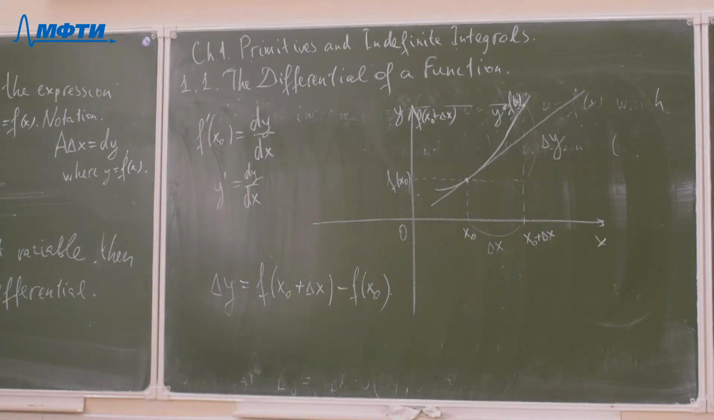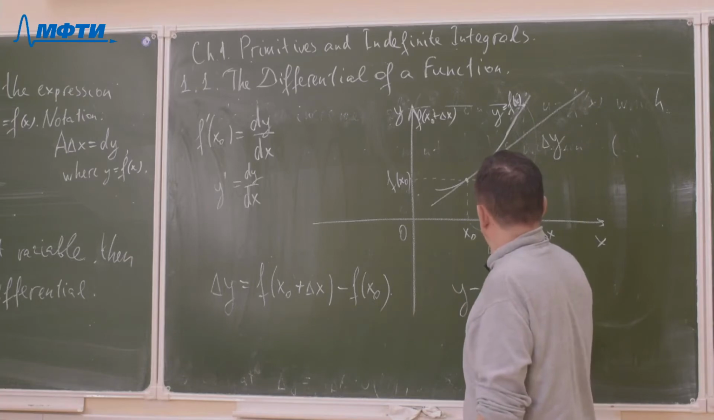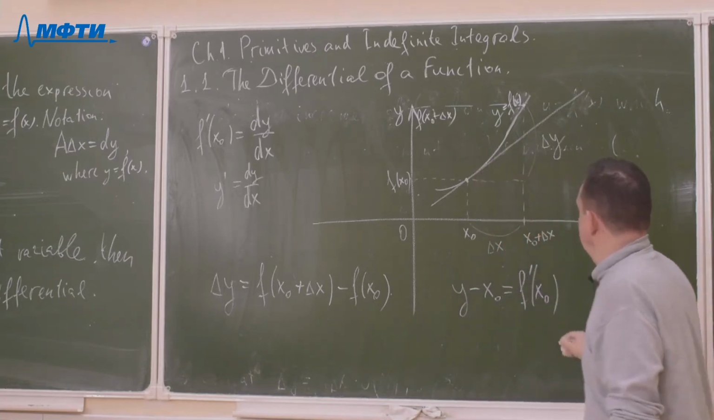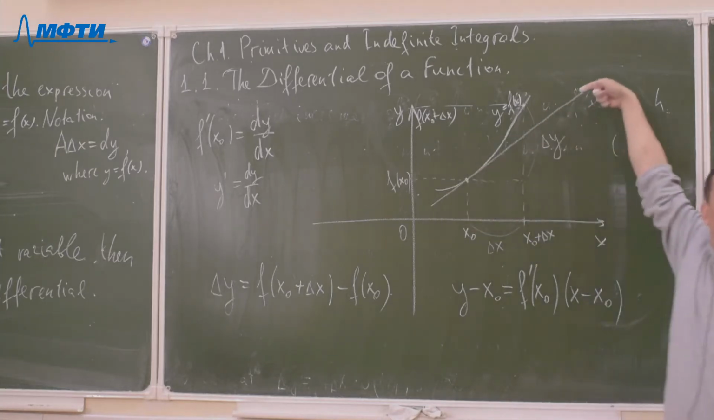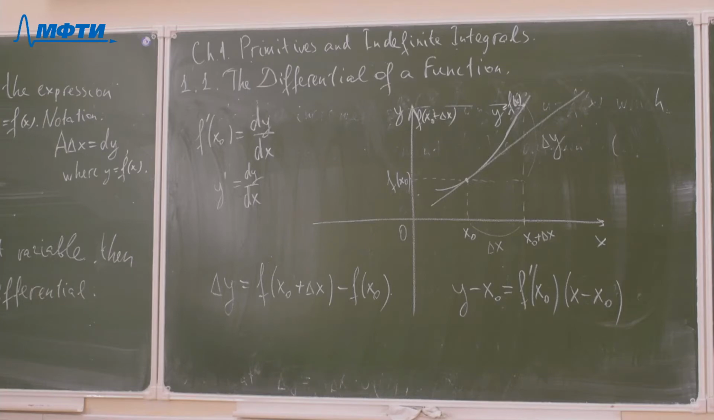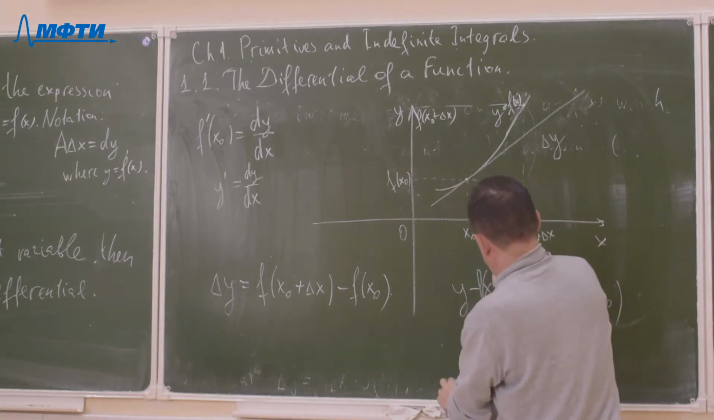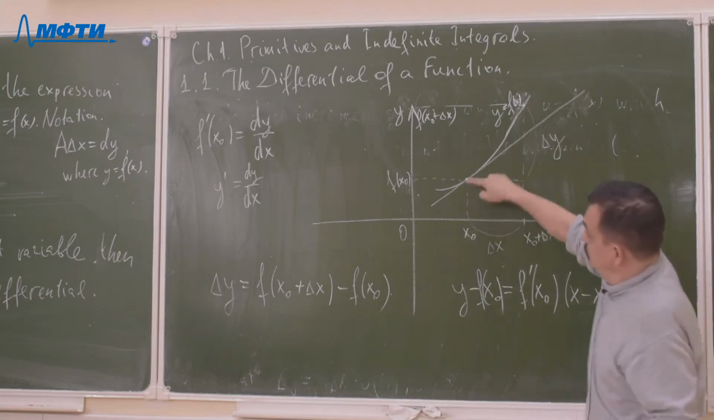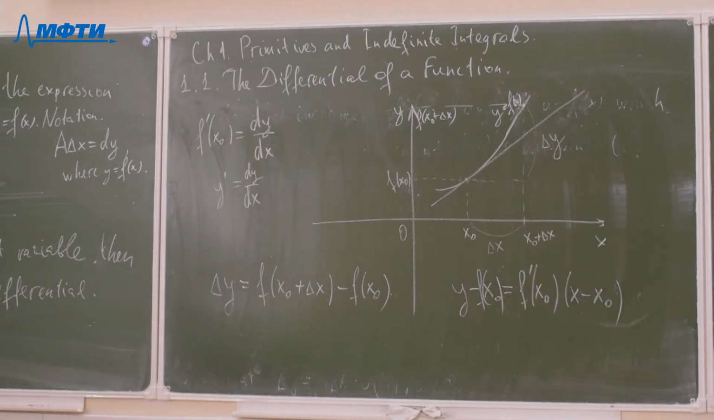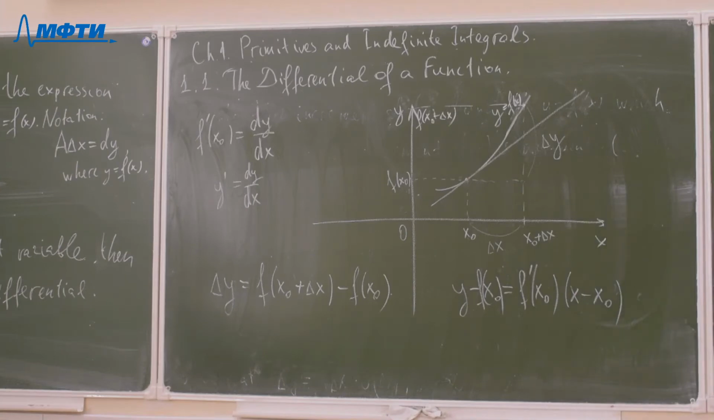Now look, what is the equation of the tangent? The equation of the tangent is y minus f(x0) equals f prime at x0 times (x minus x0). That is the equation of this tangent line, right? Because it goes through the point (x0, f(x0)), and it has the slope f prime at x0. The derivative is just the slope of the tangent.